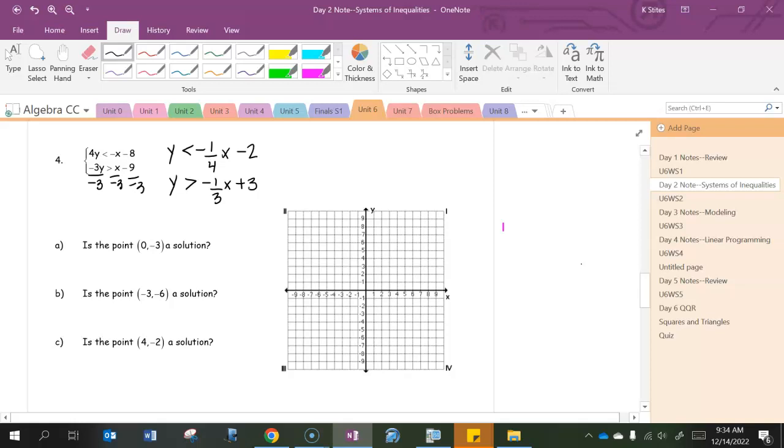Okay, let's graph. I'm going to start down at -2, down 1, right 4. Up 1, left 4. Dotted line, please. And it's a less than, shading below. Okay, and then I have a -1/3 x plus 3, starting at 3, down 1, right 3. Also a dotted line.